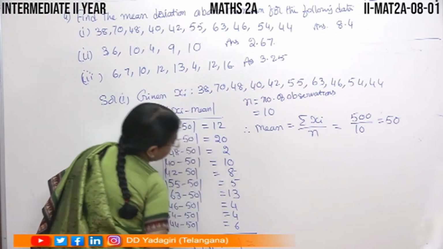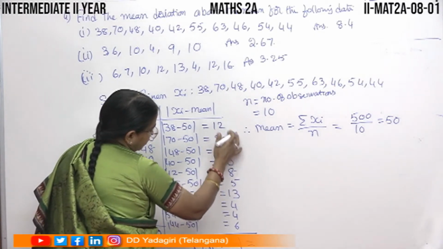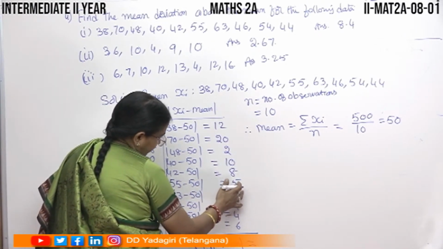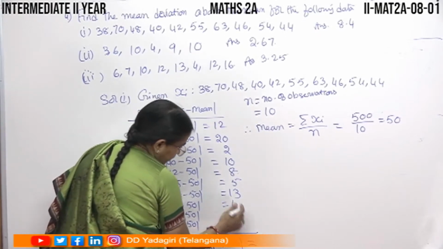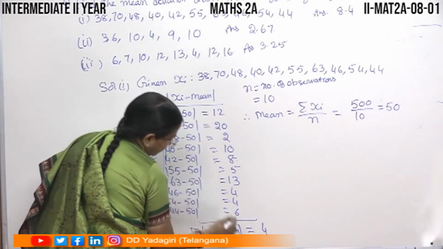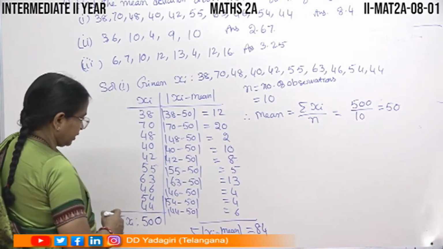Okay, mean. Add them. So how much is it? 8, 9, 10, 11, 20, 34. 3, 4, 5, 6, and 8. 84. You get 84. Yes, 84.